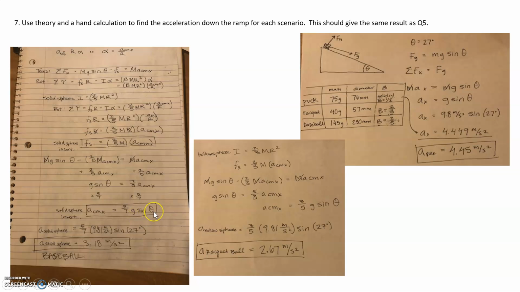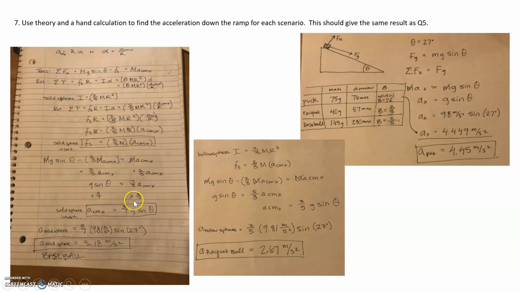And I'd already solved for theta. I knew theta was 27 degrees. So when I plugged in these numbers, which I already had for everything, I got the solid sphere, which is the baseball, rolled with an acceleration of 3.18 meters per second squared by the bottom of the ramp.